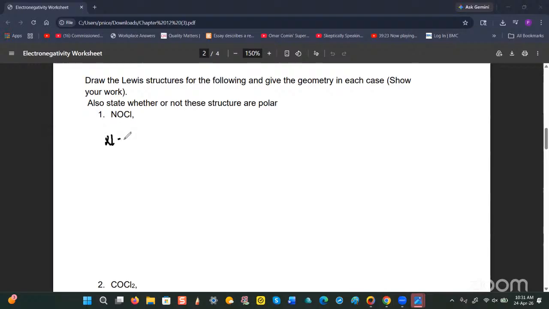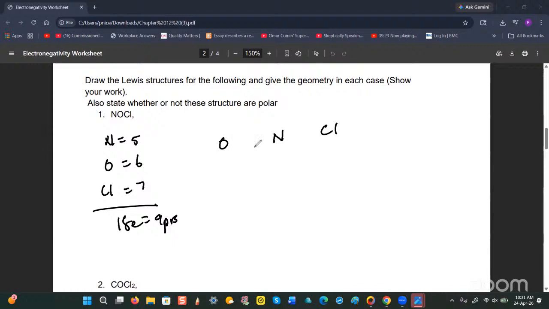But first, let's do the valence electron count. So nitrogen will contribute 5, oxygen will contribute 6, chlorine will contribute 7. So that's 5 plus 6, 11 plus 7, 18 electrons, which would be equal to 9 pairs, all right? So I'll put the nitrogen in the middle, chlorine and oxygen on either side, and then I'll put the bonding pairs first. 1, 2, then 3, 4, 5, 6, 7, 8, 9, all right?